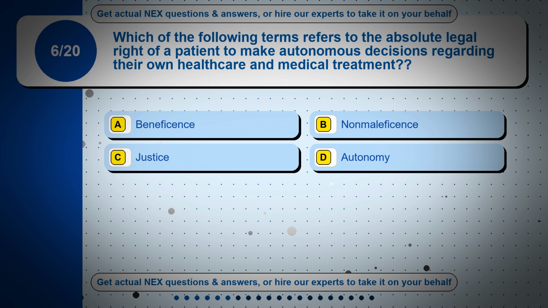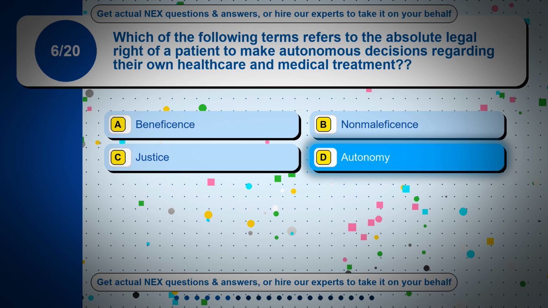Question 6. Which of the following terms refers to the absolute legal right of a patient to make autonomous decisions regarding their own health care and medical treatment? Option A, beneficence. Option B, non-maleficence. Option C, justice. Option D, autonomy.